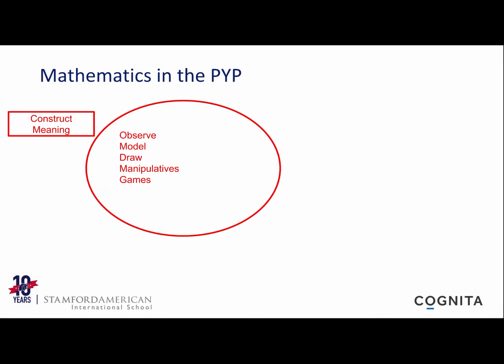Mathematics in the PYP, again the PYP is part of KG2, so the mathematics approach is not very different. We do not use one specific textbook, but teachers will plan experiences and activities in order to give students opportunities to construct meaning, and that means that they will be observing, they will be modelling, students will be drawing, they will be playing with manipulatives, they will be handling cubes, counters, real objects, they will be playing games.